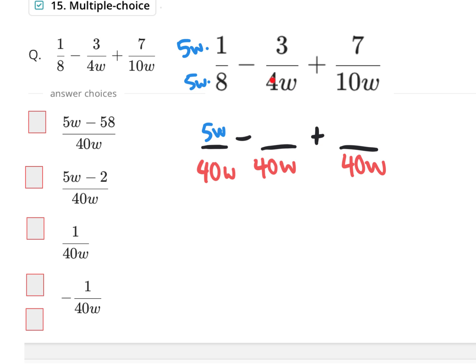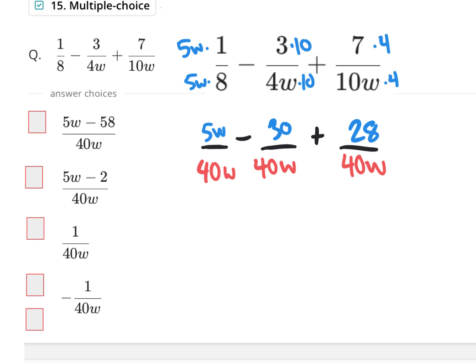Now, how do you change the 4W to become 40W? There's already a W there, so all you have to do is multiply by 10, and you'll get a 30 up here. And how do you change the 10W to become 40W? Well, all you have to do is multiply by 4, and that'll give you a 28.